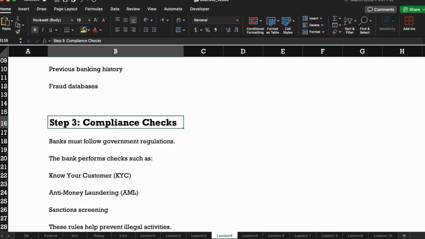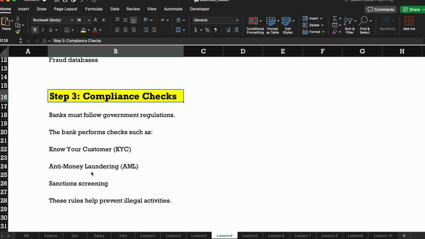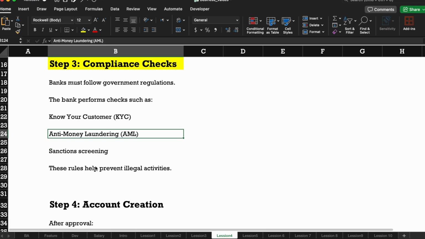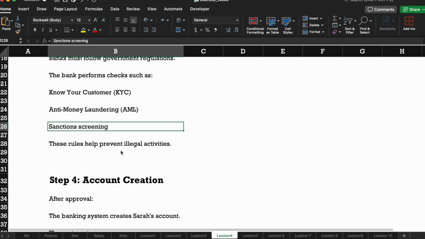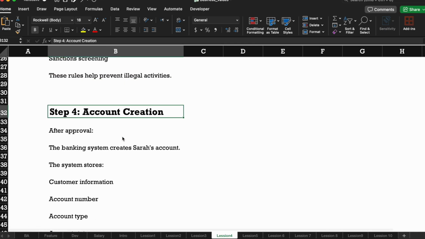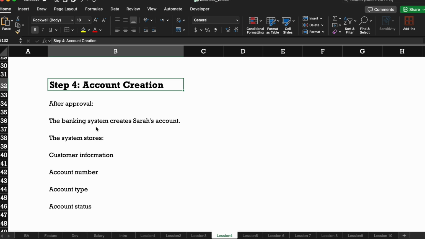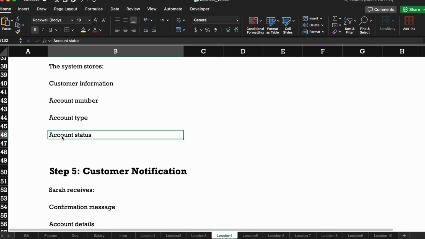Number 3, compliance check. The bank must follow government regulations. The bank performs checks such as KYC, AML, and sanction screening. These rules help prevent illegal activities, right? Step 4, account creation. After approval, the banking system creates Sarah's account. The system stores customer information, account number, account type, and account status.